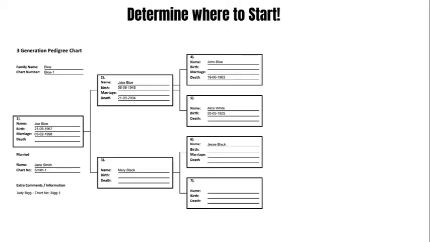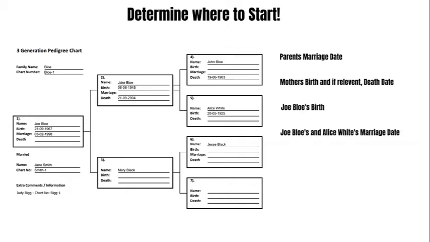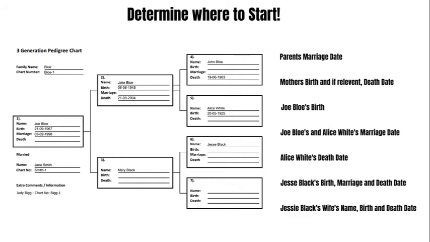So, from our chart, we now know we need to find the following: our parents' marriage date, our mother's birth and possibly death date, Joe Blow's birth date, Joe Blow and Alice White's marriage date, Alice White's death date, Jessie Black's birth, marriage and death date, and then finally, from this particular chart, Jessie Black's wife's name, birth, and death date.